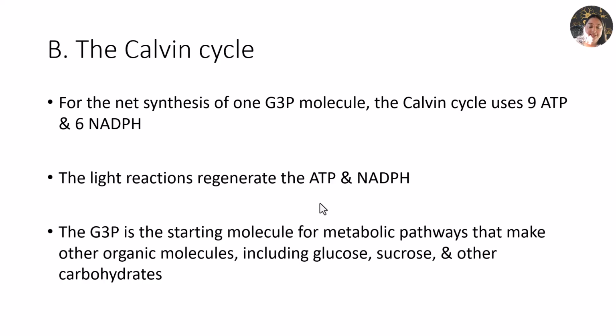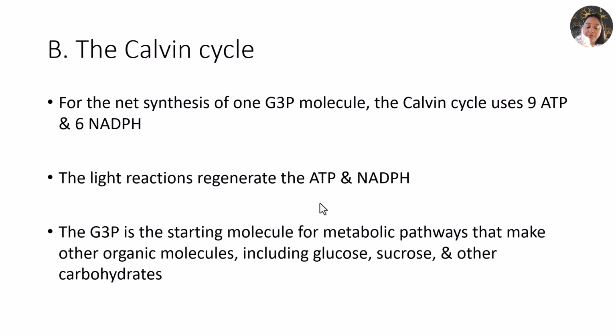So for the net synthesis of 1 G3P molecule, the Calvin cycle uses energy. Remember, it's anabolic, you're building a molecule. So you're using 9 ATP molecules and 6 molecules of NADPH. And so then, the light reactions help regenerate the ATP and NADPH that powers the Calvin cycle.